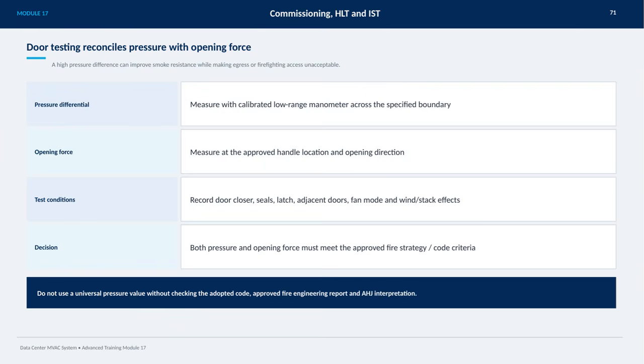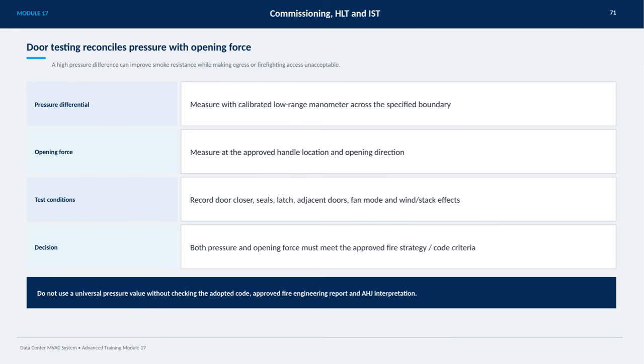To properly test this, we measure the pressure differential using a calibrated low-range manometer across the specific door boundary. At the same time, we measure the opening force right at the approved handle location, taking into account the direction the door opens. It's important to also record the test conditions carefully. This includes noting the door closer, seals, the latch status, any adjacent doors, as well as fan modes and environmental factors like wind or stack effects.